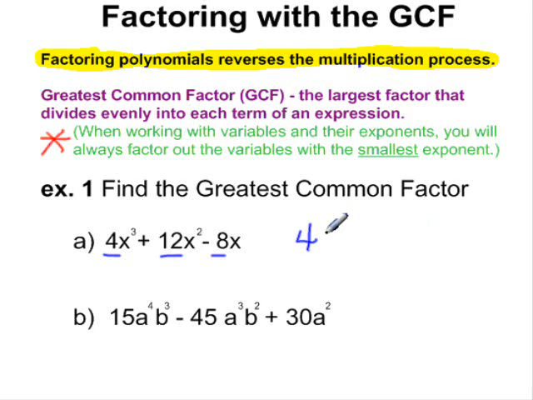Now, as far as their variables are concerned, we want to take the variable that they all have in common and take the smallest exponent of that. Since they all have an x, we're going to be factoring an x, and we're going to be using the smallest exponent. And the smallest exponent is this x to the first here. So we'll attach that to our 4. And 4x will be our GCF, for example, 1a. And what that means is that 4x cubed, 12x squared, and 8x are all divisible by 4x, our GCF.